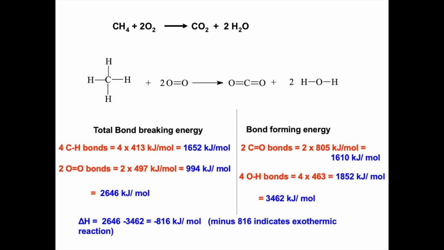Now the question is asking me, is it endothermic or exothermic? It's exothermic. This is because it's a negative delta H, and the reason it's exothermic is because more energy was released on forming the bonds than was used to break the bonds of the reactant molecules. So I have 3462 is a bigger number than 2646. That's why the overall energy change is negative and it's exothermic.